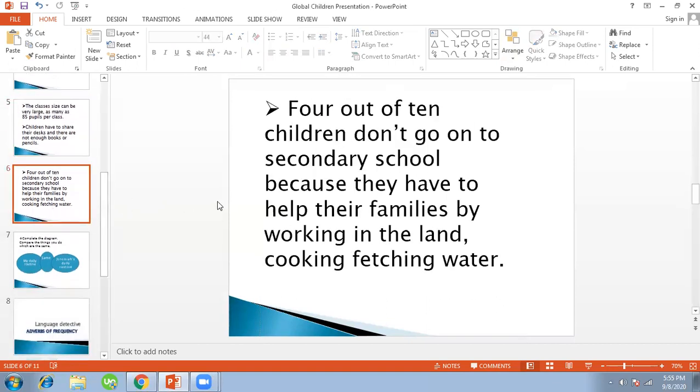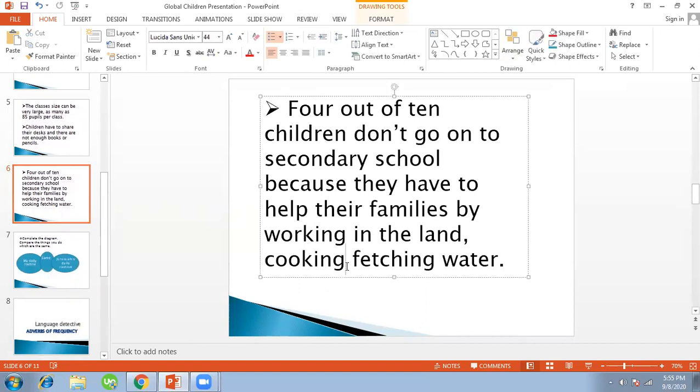Okay, 4 out of 10 children don't go to the secondary school because they have to help their families by working in the land, cooking, and fetching water. So most of them, 4 out of 10 children, stop going to school at the secondary stage because they have to help their families for their livelihood. Most of them, as I've told you, are growing crops, so they have to work in the land, and they also help their family in cooking and fetching water.